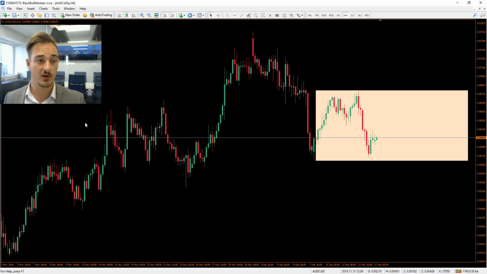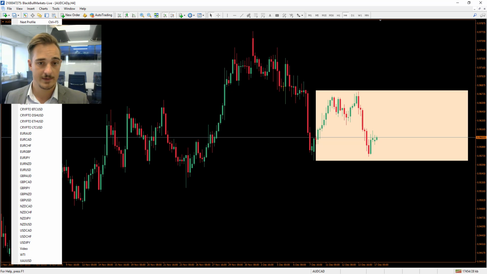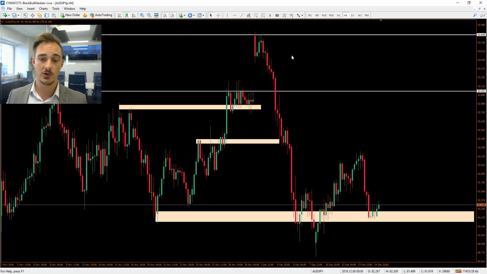So moving on to our Aussie Japanese Yen. Here we've got the 4-hourly time frame. We were looking at it last time on Monday. We had this break of this support area. Looks like it was a false break, so it did come back through that zone. Used this previous, I'll just get rid of that.